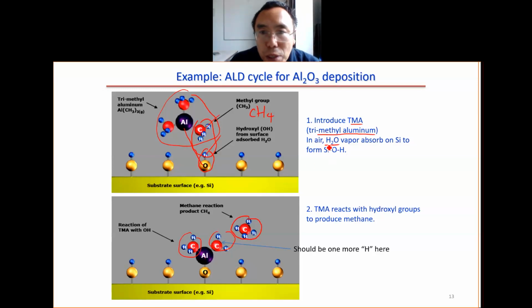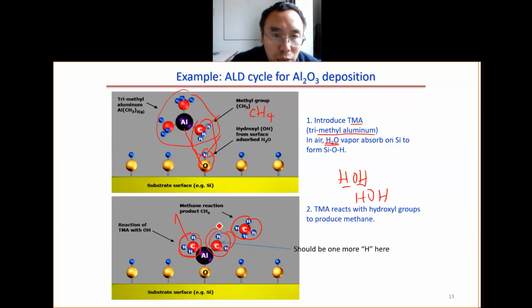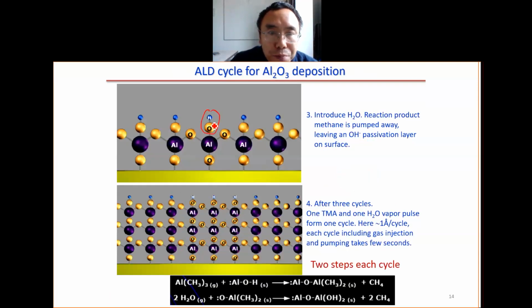Then we introduce the water. The water we know is HOH. This H will react with this methyl group, and then another HOH, another water molecule, will react with the other methyl group. In the end, this is gone, and this one is also gone to form the methane gas. So in the end, we have this OH group left over. You can see, we have this OH group.